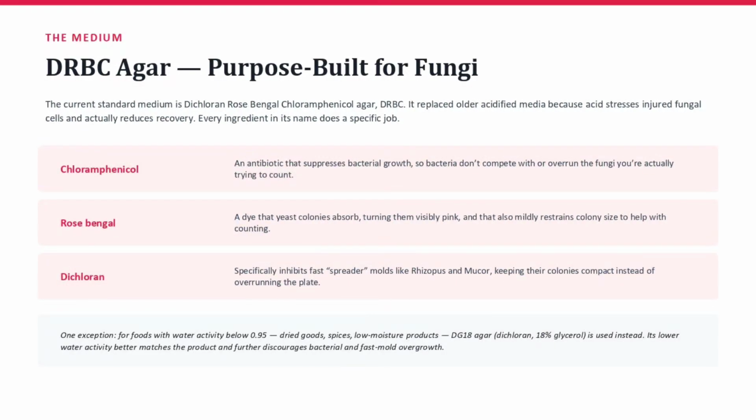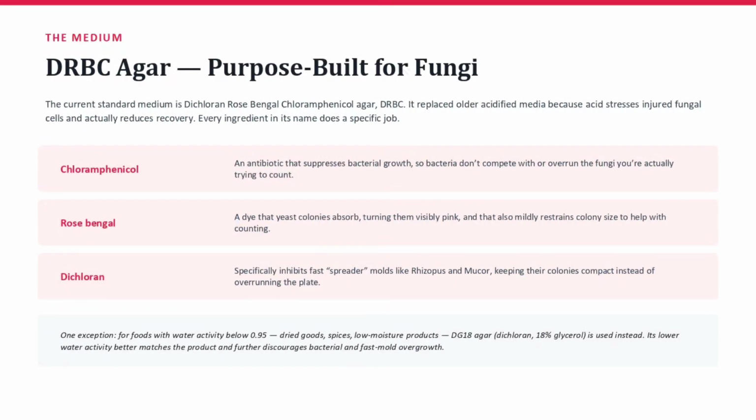Chloramphenicol is an antibiotic that suppresses bacterial growth, so bacteria do not compete with or overrun the fungi you are actually trying to count. Rose Bengal is a dye that yeast colonies absorb, turning them visibly pink, and it also mildly restrains colony size, which helps with counting later. And dichloran specifically inhibits those fast spreader molds we just talked about, organisms like Rhizopus and Mucor, keeping their colonies compact instead of letting them overrun the whole plate.